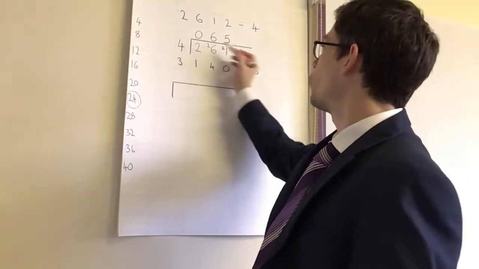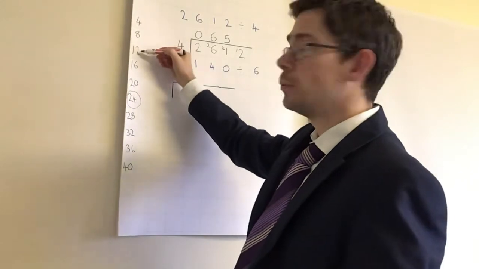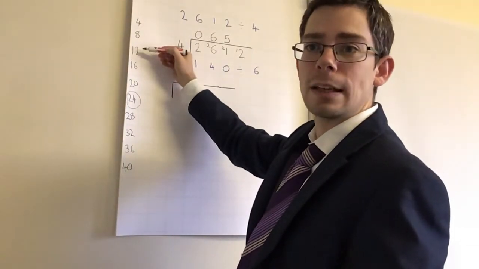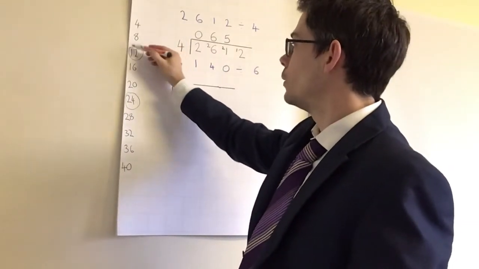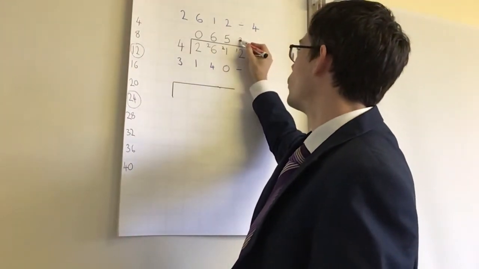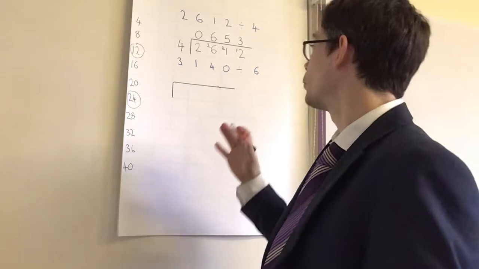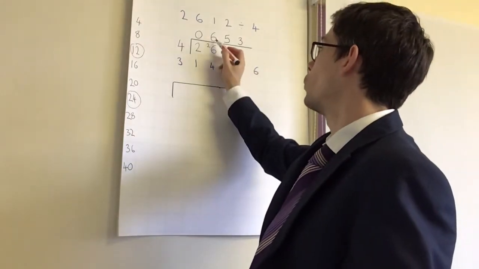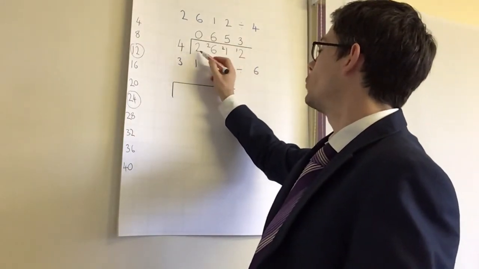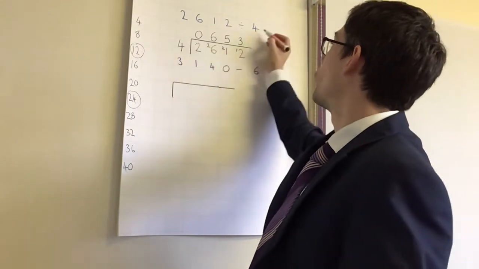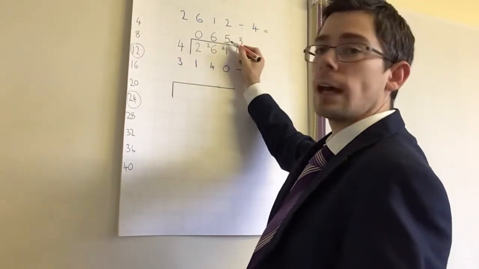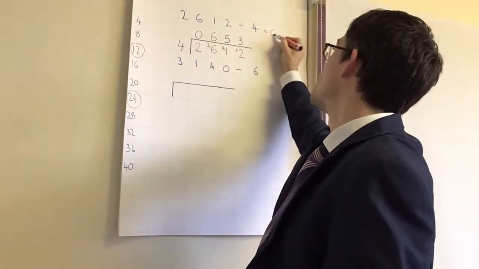How many groups of 4 in 12? 1, 2, 3. It's always nice when there's no remainder. You end up on a number and you know that there are exactly 3 groups of 4 in 12. So there is nothing to pass on. Therefore, I don't have a remainder. I have a whole number. 2,612 divided by 4 is 653.